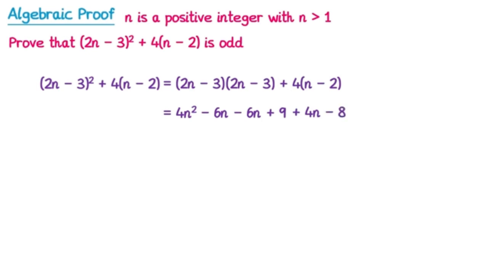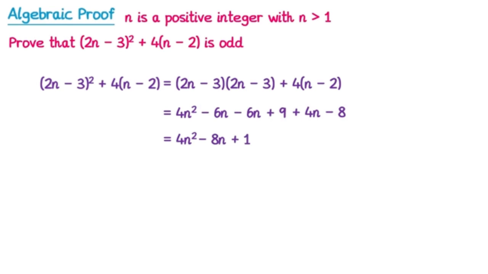Now that we've expanded, we can do some simplifying. So we've got 4n squared and no other n squared, so it's just 4n squared. We've got minus 6n, which would be minus 12n, plus 4n, which would be minus 8n. And then we've also got 9, take away 8, which is just 1.